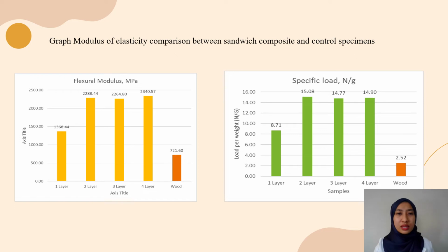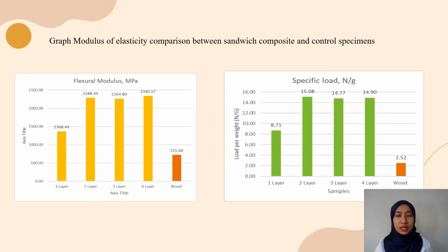Okay, for the graph of modulus of elasticity comparison between sandwich composite and control specimen, the graph shows that the difference in modulus of elasticity between the addition of the second, third, and fourth layers is not very significant. So from the study and tests conducted, it can be concluded that the addition of 4 layers of glass fiber fabric to closed cell PVC foam gives the highest stiffness to the sandwich composite.